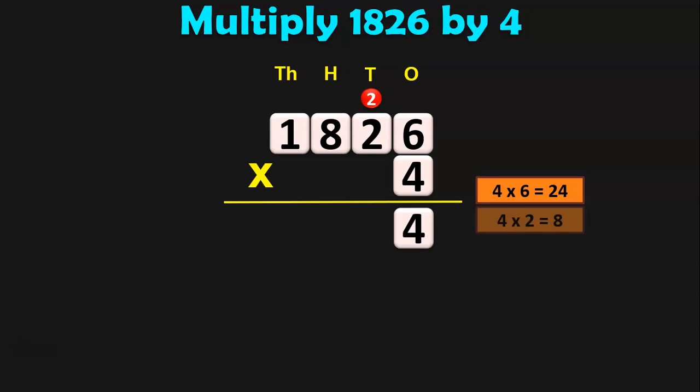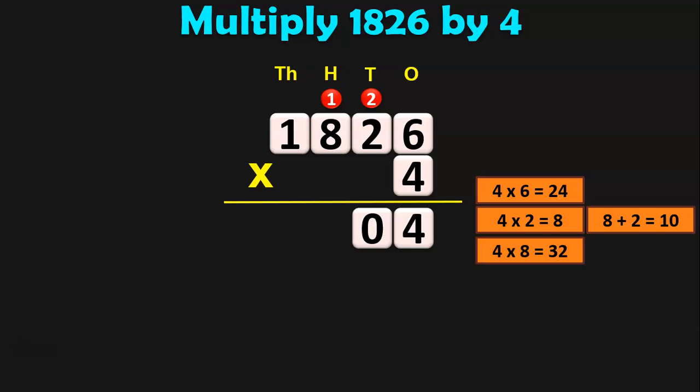Next we'll have to multiply 4 into 2 is 8. Now we have to add that 8 plus 2 which has been carried over and you get the answer to be 10 tens. So what is 10 tens? 10 tens is 100. So retain the 0 in the tens place and take the 100 as a carryover to the digits in the hundreds place.